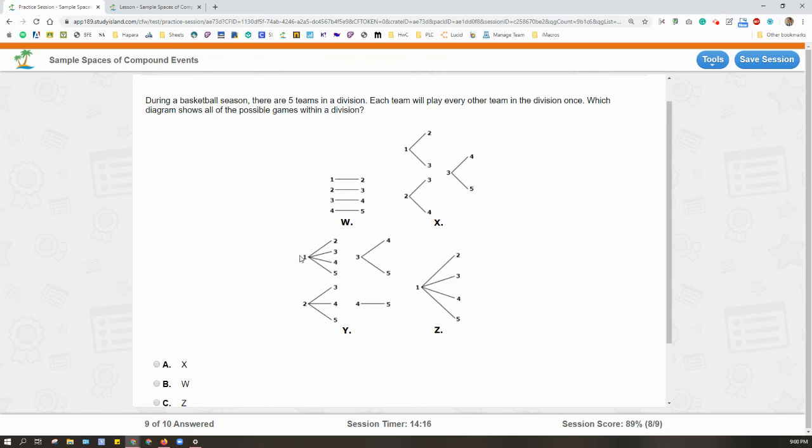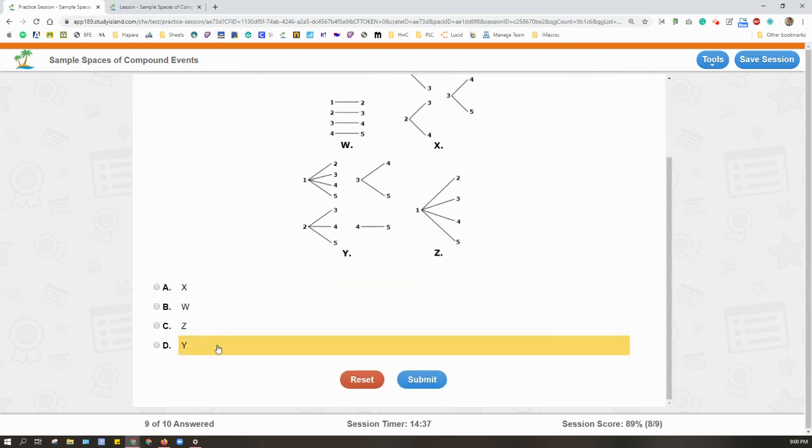So the first part of this diagram shows all the Team 1 games. The second part of this diagram shows all the Team 2 games, except for the one we already counted. The next one shows Team 3 playing Team 4 and Team 5, which is all we need because we already counted Team 3 playing Team 2 and Team 3 playing Team 1. And finally, the only game left would be Team 4 playing Team 5, and that's this last part. So Y is the answer on that one.